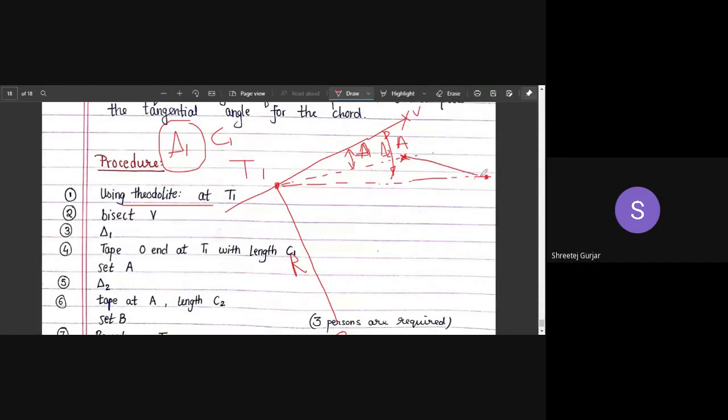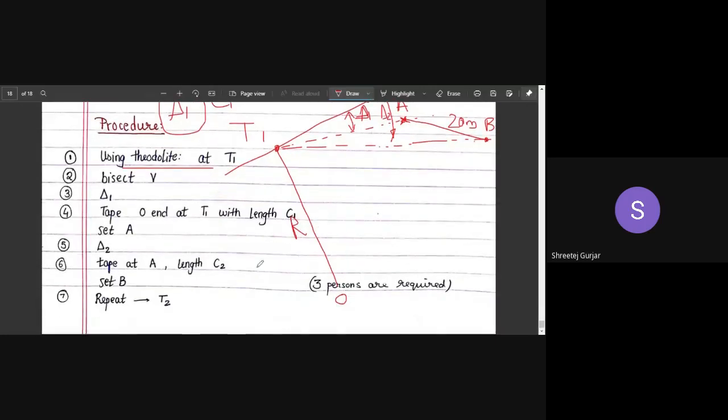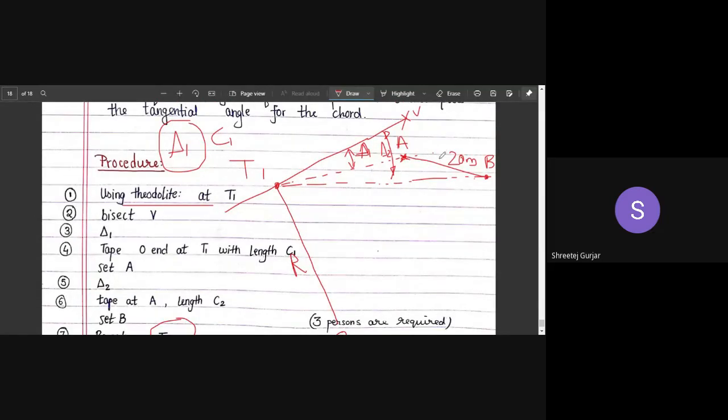From here. Okay, this is your 20 meters. So you can draw an arc and you can cut until it bisects this particular line of sight. So you have set your point B. Similarly, you can mark various points, and you can continue up till you reach T2, tangent point 2. You have to continue this procedure until you reach tangent point 2.